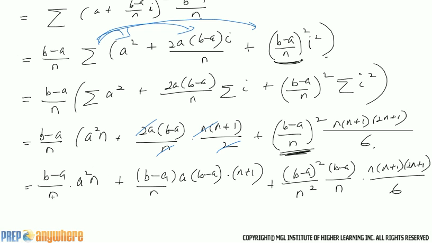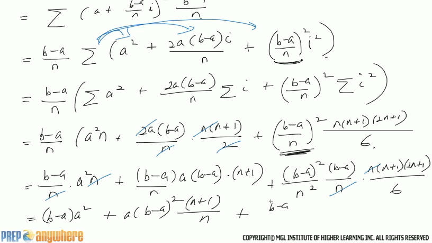So more things we can simplify. n and this n too. Let me combine what I can. So I get (b minus a) squared plus a times (b minus a) squared, times (n plus 1) all over n. (b minus a), this time is going to be cubed, all over n squared. And we have (n plus 1)(2n plus 1) all over 6.